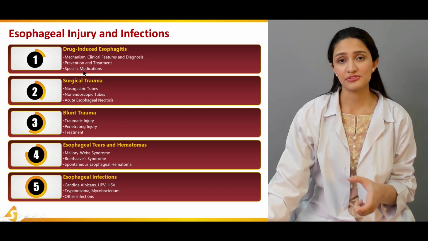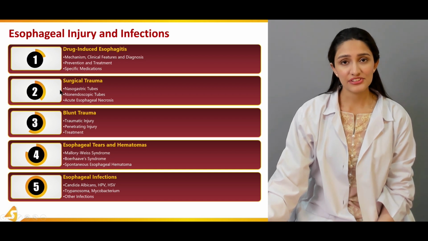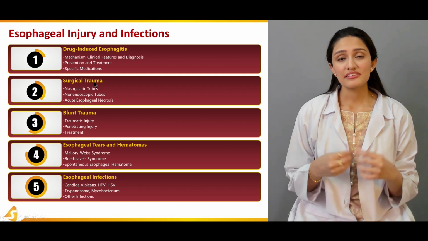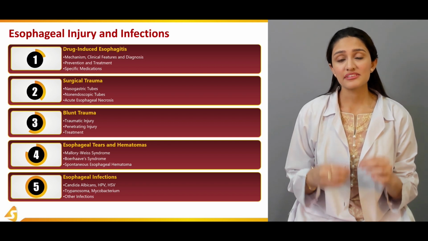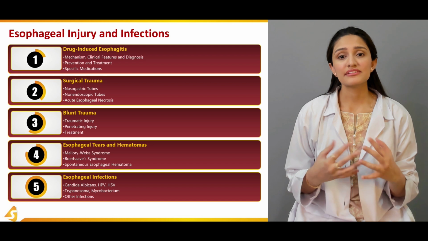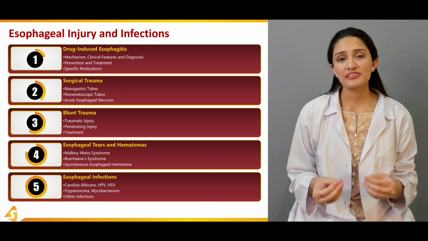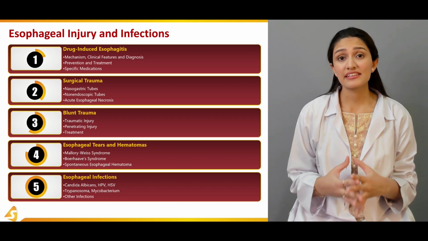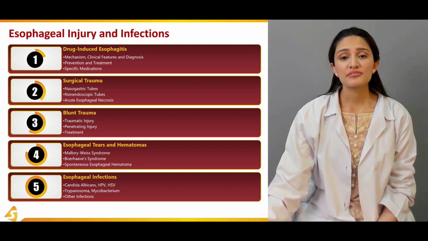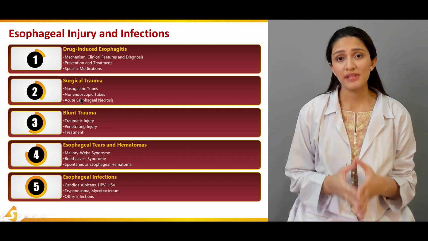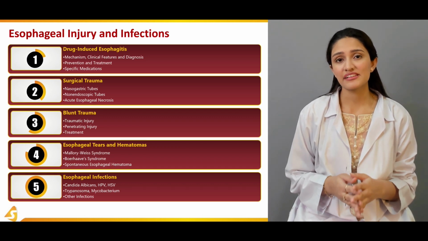harmful to the esophagus. In the second section, we'll be studying surgical trauma, things that are transferred into the esophagus, for example, the nasogastric tube, and there are different types of other tubes that are transferred into the esophagus and can cause injury. And we'll be studying acute esophageal necrosis, which is also called black esophagus. So we'll be studying about it.